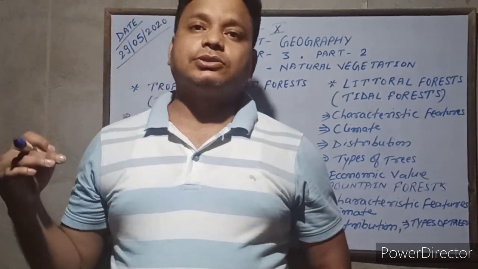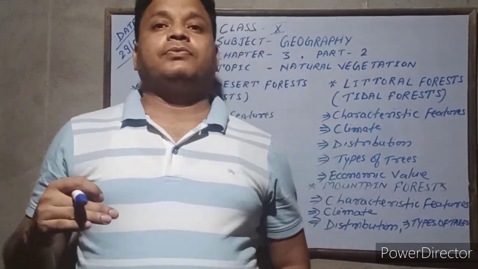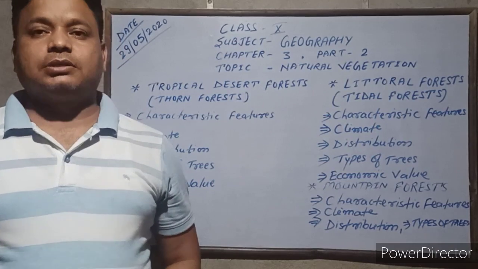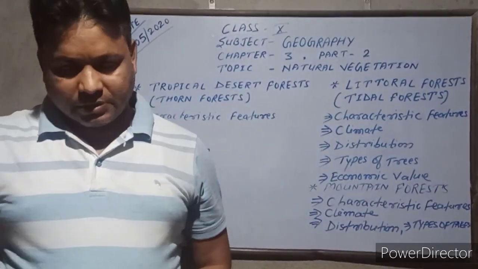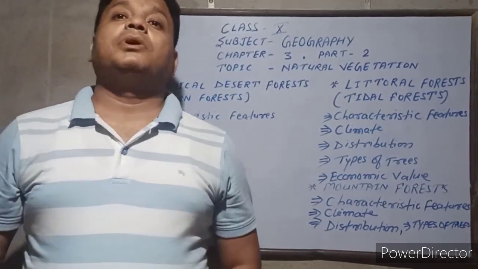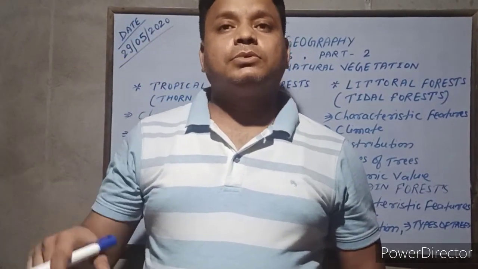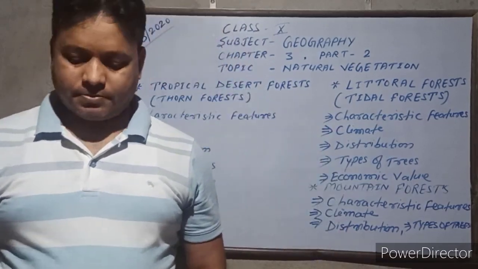As we go to higher altitude, the height of the vegetation decreases. At lower altitude, the trees grow tall and get great length, but as we go higher, trees become small, short, or shrubs.